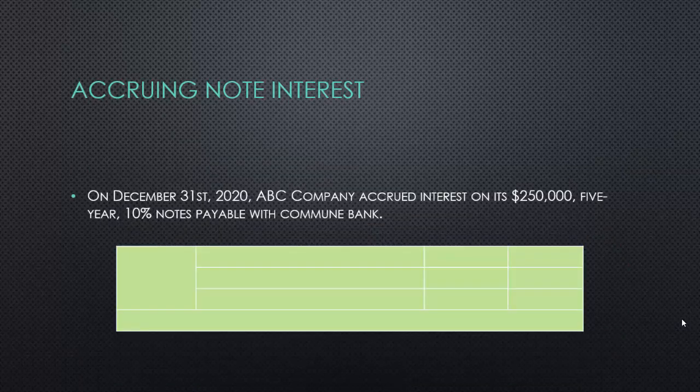Let's accrue some more interest. At the end of this year, on December 31st, 2020, ABC Company is going to accrue interest one more time on its $250,000 5-year 10% notes payable with Kami Bank. Well, this is going to be the same setup that we had last time when we made the accrual of interest entry. It's a debit to interest expense and a credit to interest payable. We're going to use the same formula.